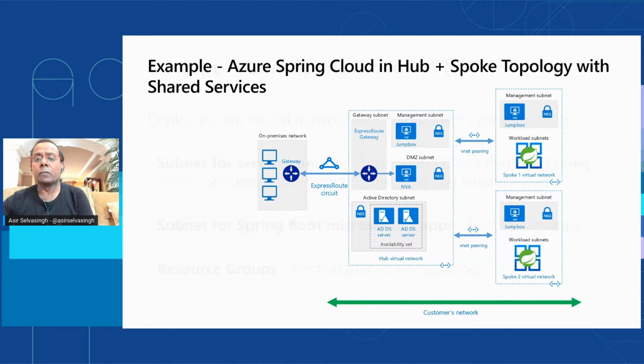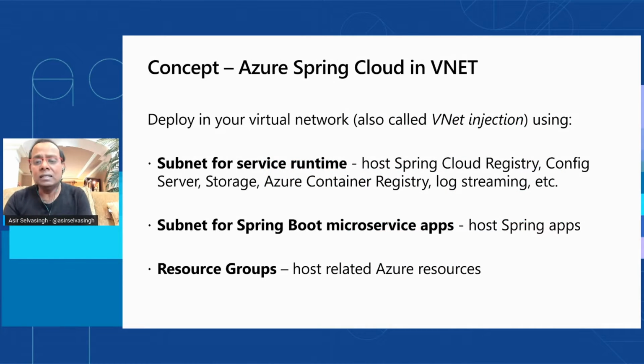Right? Now, conceptually, what does it mean to say that you are placing Azure Spring Cloud in a virtual network? Azure Spring Cloud is built on Kubernetes. Each service instance has two instances of Kubernetes, one for the service runtime and another for all the apps that you're running. So when you place Azure Spring Cloud in a virtual network, the service runtime is placed in one subnet and the apps are placed in another subnet. It also creates two resource groups for placing network resources in your subscription as well as in your corporate network.